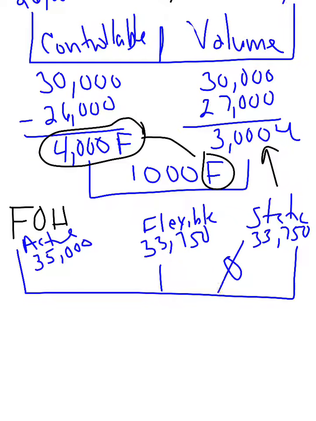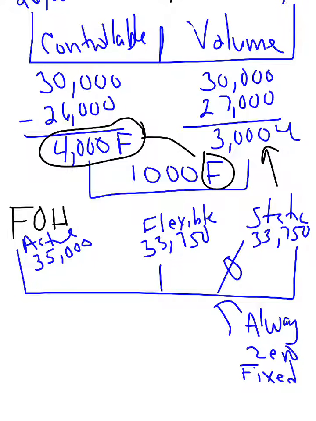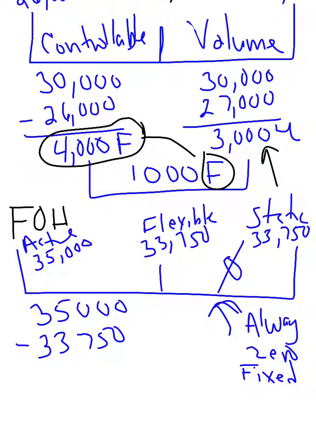So both of these numbers, when I deal with fixed overhead, are going to be the same. That volume variance will always be 0 when I'm dealing with fixed overhead, okay? But I do have to look at the amounts here. So I have 35,000 minus 33,750, and I have a difference of 1,250.